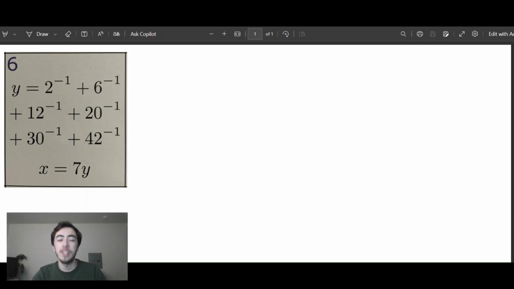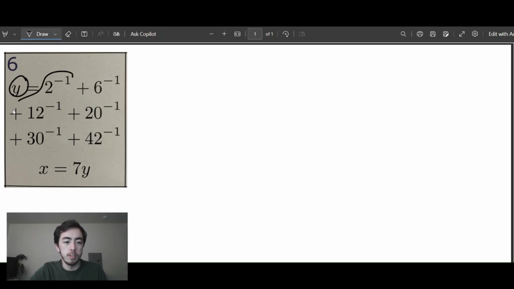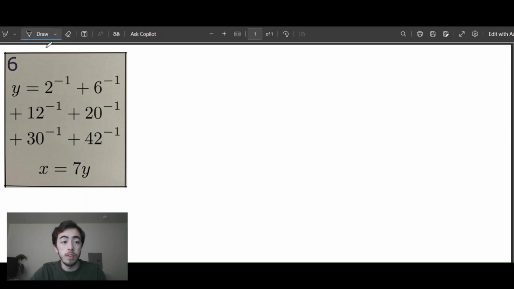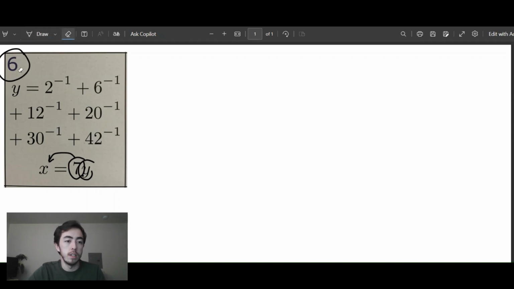Today is March 6th. This is the 65th problem of the year. We're going to solve it together today. So y, a variable, is equal to all of these things being added up. It's a whole bunch of whole numbers, and they all have this power of -1 on them. And finally, when I find this value for y, I'm going to multiply it by 7 and get x. And the goal here is to solve for x, and it's supposed to be 6, which is today's date.